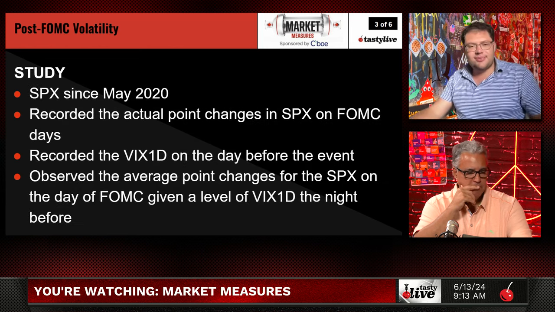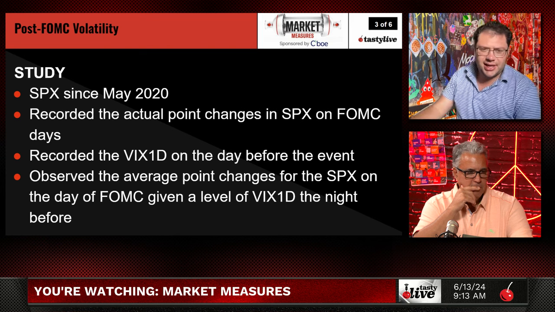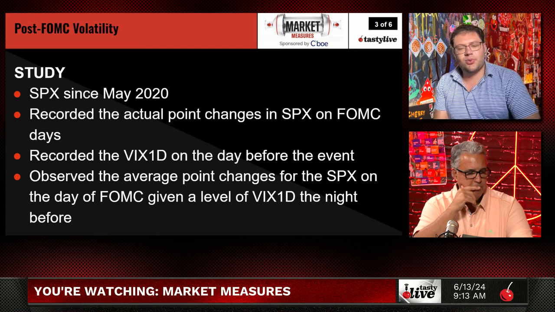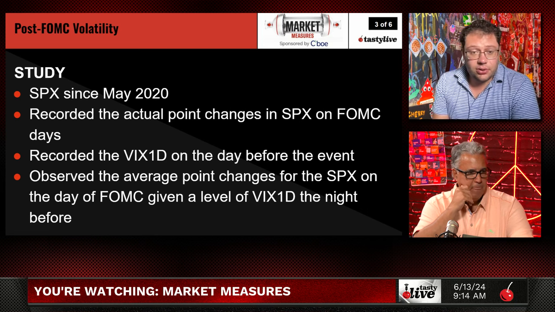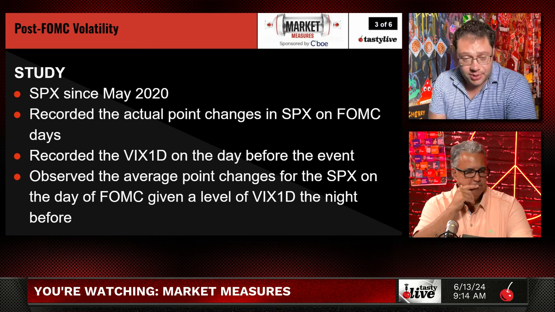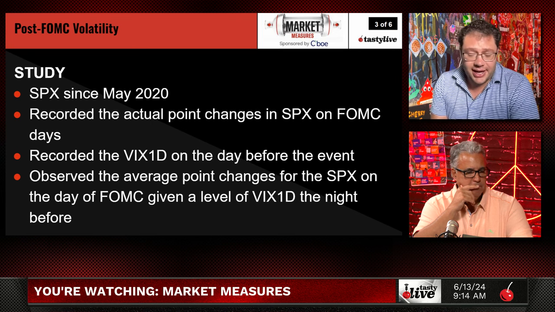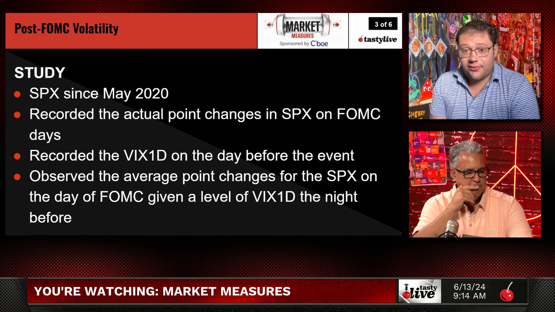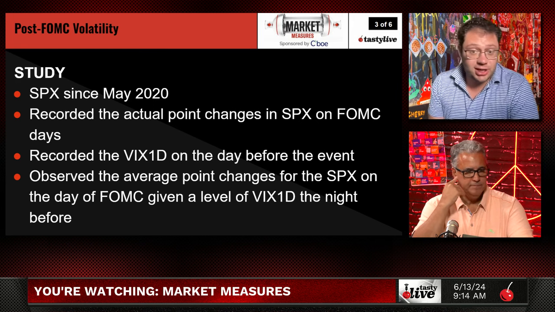So we're going to do a study since May of 2020. We're going to record the actual point changes in the SPX on the FOMC days, the change on the day of the announcement. We also recorded the VIX 1 day the day before the event. The VIX 1 day tells us roughly the expected move for the next day's options. On Tuesday it closed at about 18. Every time you have an FOMC report, the VIX 1 day will close at a certain number, which is a proxy for the expected move, like we saw on slide 1.